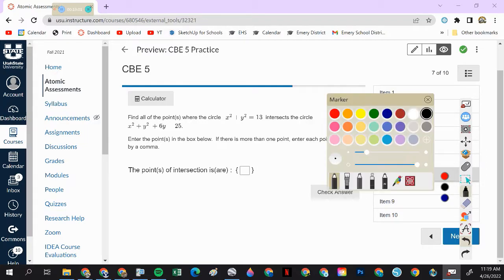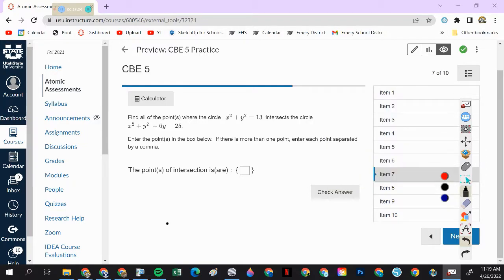So how are we going to do this? Well, substitution is a mess. So let's solve this for x. So x squared equals 13 minus y squared, and then we take the square root. So we get x equals plus or minus the square root of 13 minus y squared. Now you can plug that in if you want, and it will work. But I would rather use elimination. So x squared plus y squared equals 13.